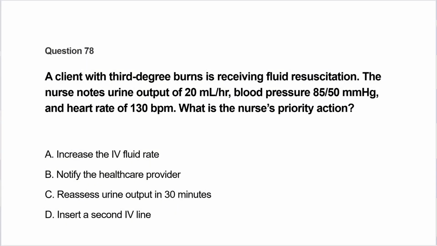78. A client with third-degree burns is receiving fluid resuscitation. The nurse notes urine output of 20 mL/h, blood pressure 85/50 mmHg, and heart rate of 130 BPM. What is the nurse's priority action? A. Increase the IV fluid rate. B. Notify the healthcare provider. C. Reassess urine output in 30 minutes. D. Insert a second IV line.